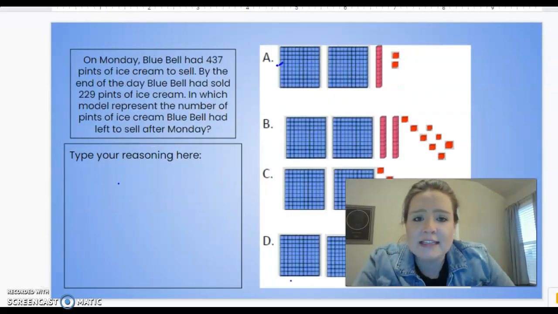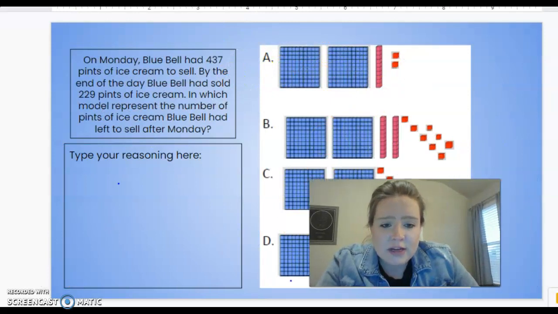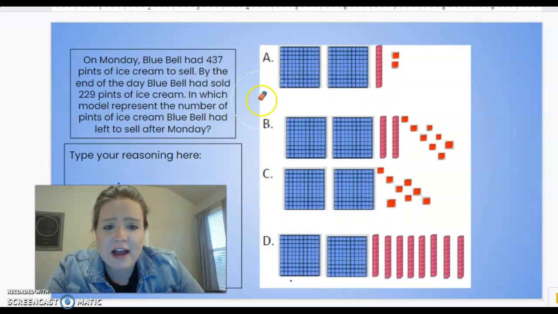This one is asking you to identify the correct base 10 blocks. All right. On Monday, Bluebell had 437 pints of Bluebell ice cream to sell. By the end of the day, Bluebell had sold 229 pints of ice cream. In which model represents the number of pints of ice cream Bluebell had left to sell after Monday? Okay, so you are going to have to do a little bit of work here. You're going to have to subtract this one because it is asking you to find the answer.